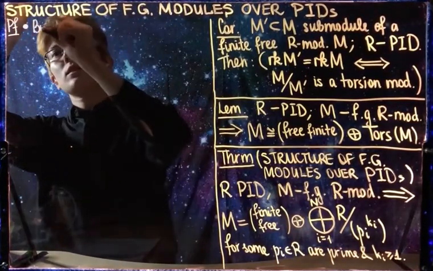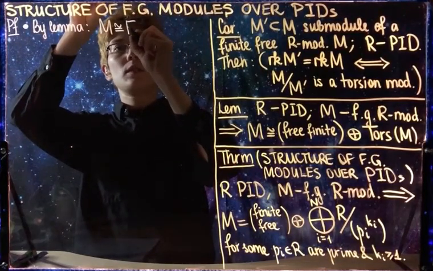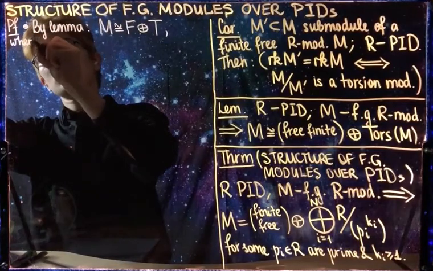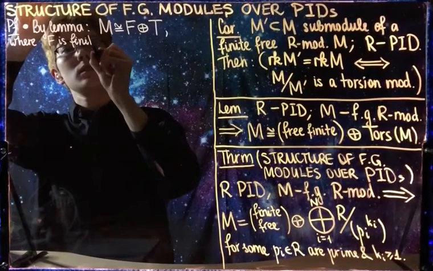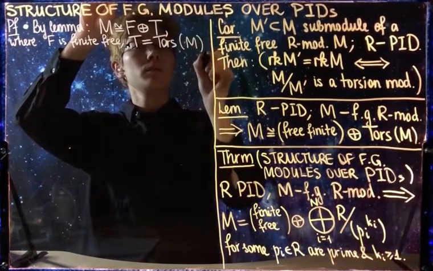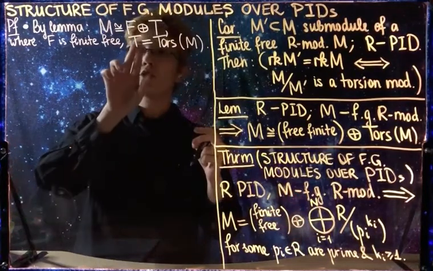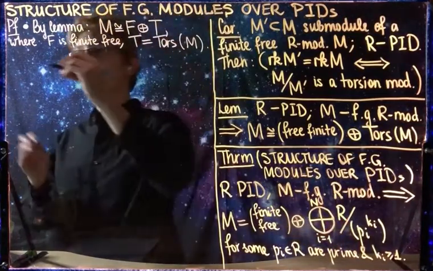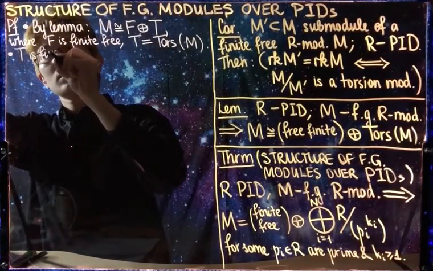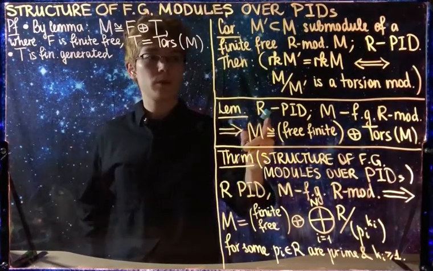Note that by the lemma, M is isomorphic to some finite free module plus the torsion part, where F is finite free and T is torsion, the torsion of M. And so now I want to say that the torsion module can be decomposed as a sum of cyclic modules. So T is finitely generated, again by my remark in the proof of the lemma.